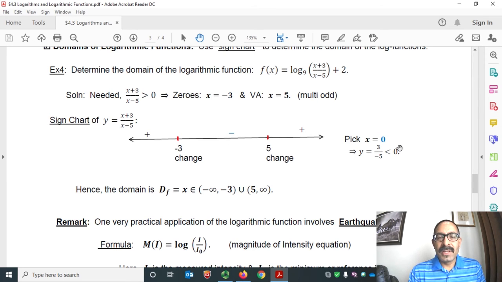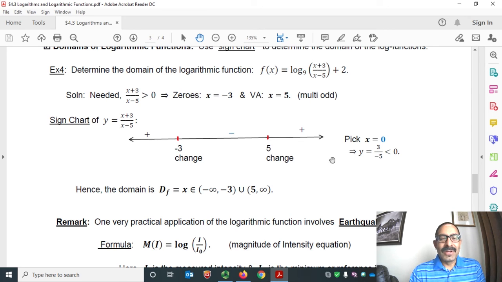When x is 0, put x equals 0 into y equals (x plus 3) over (x minus 5). 0 plus 3 over 0 minus 5, so y equals minus 3 over 5. We don't care about the value, we only care about the sign. So this is negative. That means the sign of y is minus on this subinterval. Since the multiplicity of the zero and VA is 1, the sign of y changes. So this side is plus, and this side is plus. I hope this sign chart makes sense to you all.